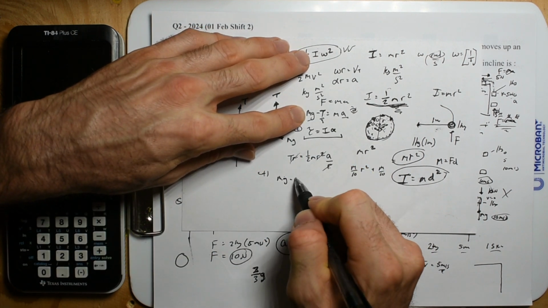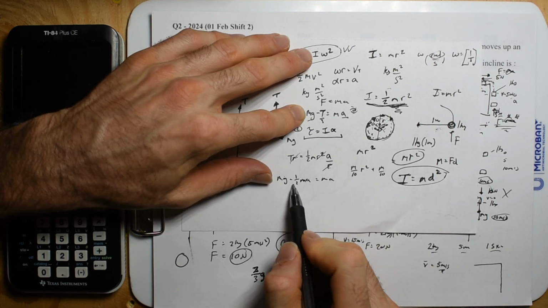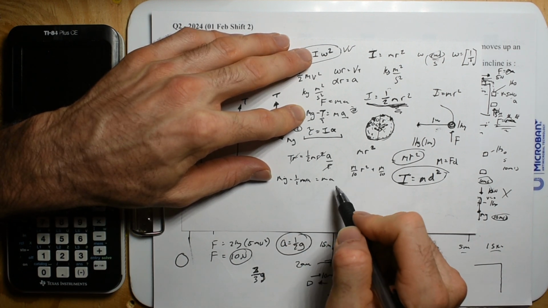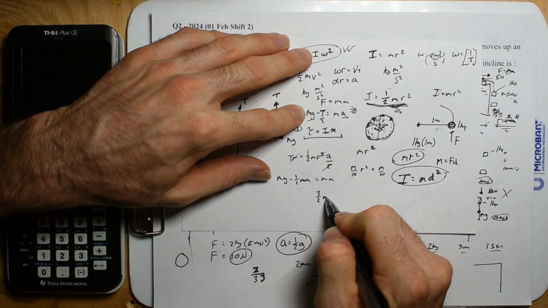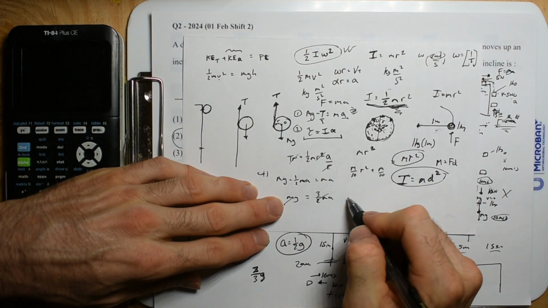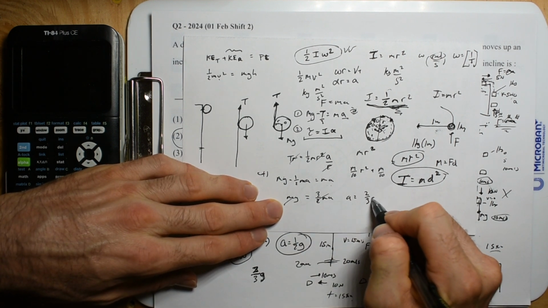So we have mg minus 1/2 ma is equal to ma. And then this is a half that we'll add to this side. So we'll have 1 plus a half, that's going to be 3/2 ma is equal to mg. The masses cancel, and then we just throw this 3/2 to the other side. We have acceleration as 2/3 g.